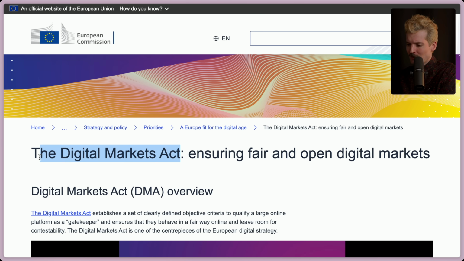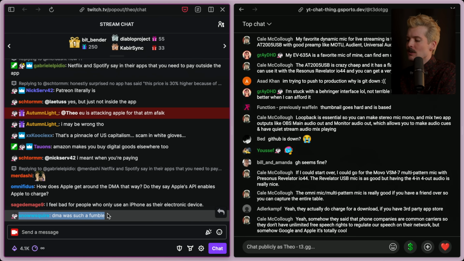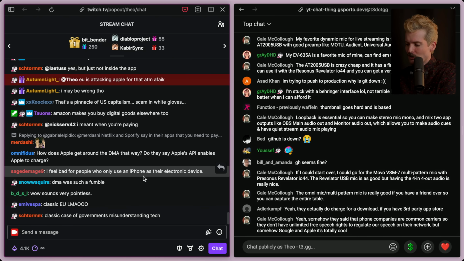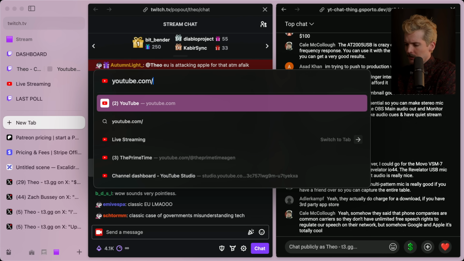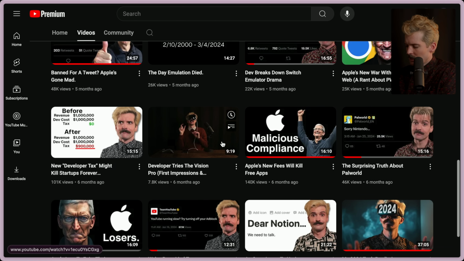This is a shit piece of legislation. The people who wrote it should feel bad because it is a performative piece of legislation. It doesn't actually change anything. People in chat are saying it was such a fumble. It was such a massive fumble. It's actually unbelievable. I can't even say their heart was in the right place because the reality was so far from what we needed. If you want to learn more about this one, again, on Theo Rants, the malicious compliance.